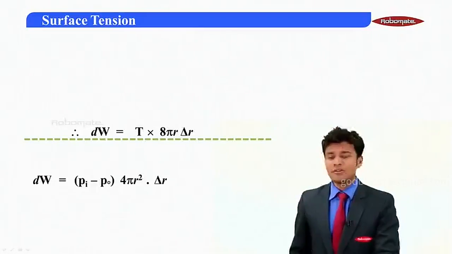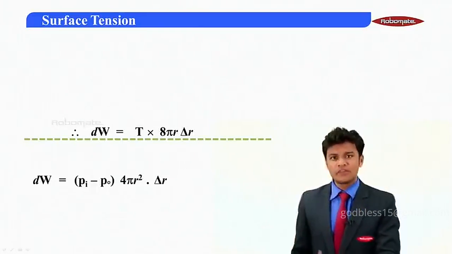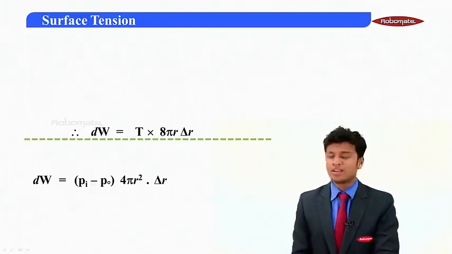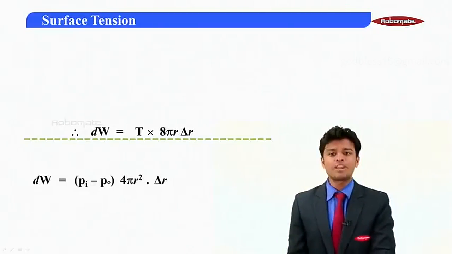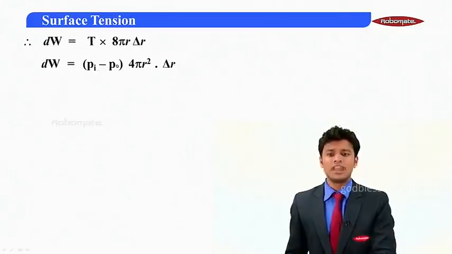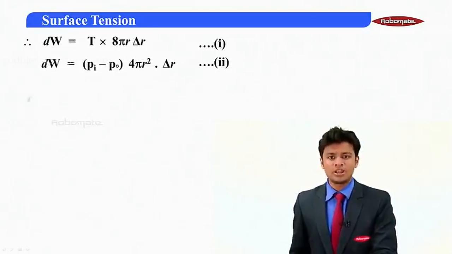So here I have a total of two equations for dW. The very first equation is T into 8 pi r delta r, and the second equation is (Pi minus P naught) 4 pi r square delta r. So let us give numbers to these equations: equation number 1 and 2.